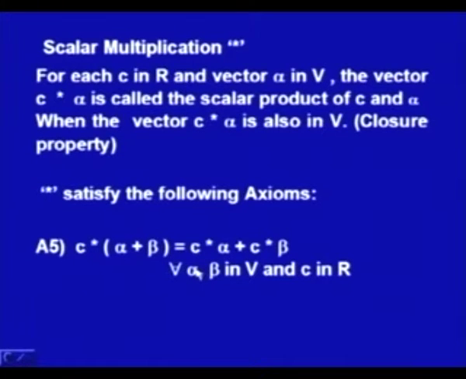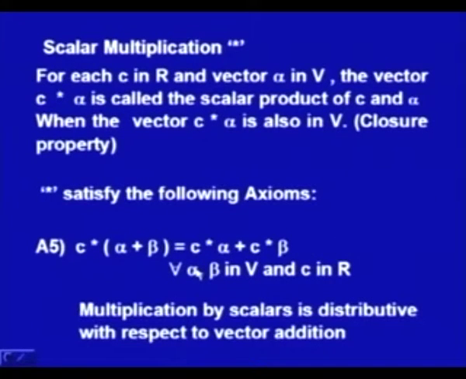Now, this property is called that multiplication by a scalar is distributive. So, this is scalar multiplication and this is addition. So, scalar multiplication distributes over the addition of vectors, that is why it is called the distributive property of scalar multiplication.